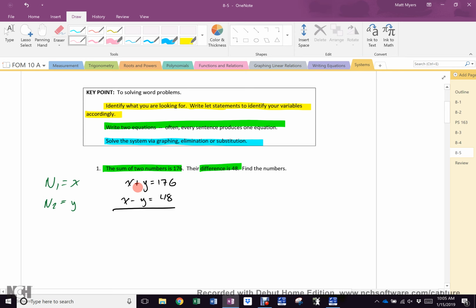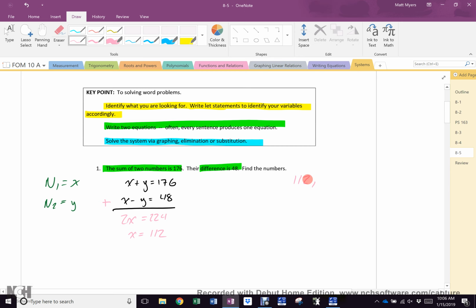Am I adding or subtracting these equations? I am adding. Because Y plus negative Y gets me zero. What is X plus X? 2X equals. What's 176 plus 48? 224. What would I do there? Divide by 2 and X will equal what? 112. So now I know 112 is the first part of my answer.